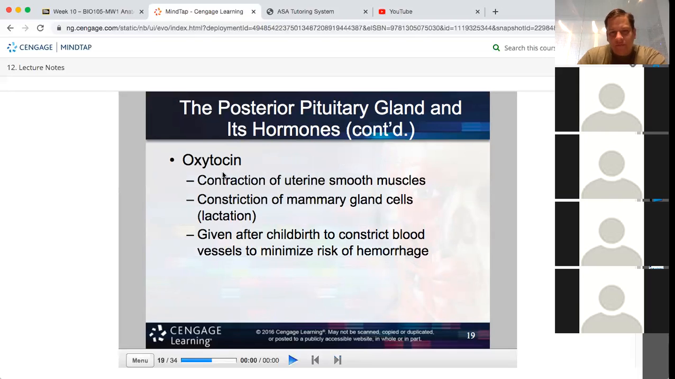The other hormone secreted by the posterior pituitary gland, remember, produced in the hypothalamus but secreted through the posterior pituitary gland, is the oxytocin, which works in the contraction of uterine smooth muscles, contraction of mammary gland cells for lactation, and is given after childbirth to constrict blood vessels to minimize the risk of hemorrhage.